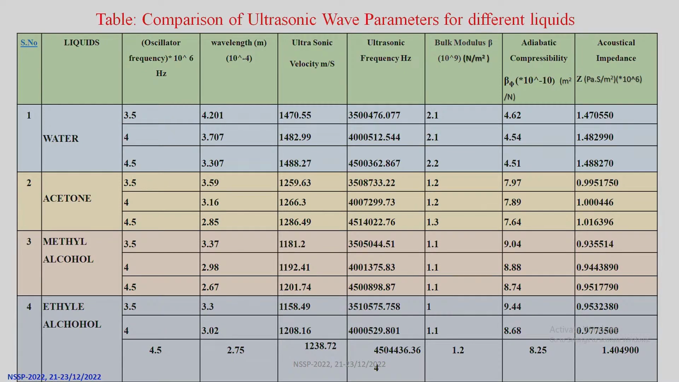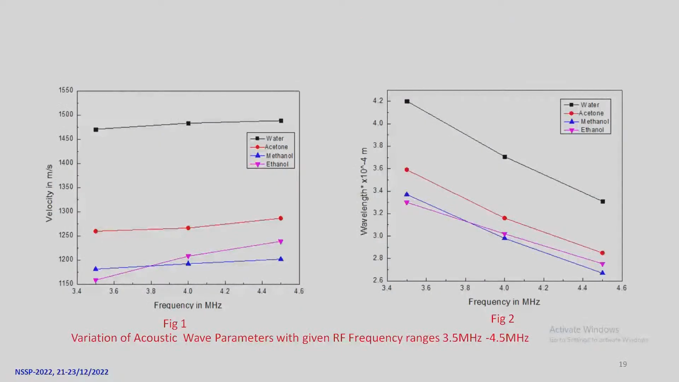Good evening, everyone. So, from the derived data, we plotted a few graphs of different parameters with respect to frequency. This is the graph of velocity with respect to frequency, and this one is that of wavelength with respect to frequency. Here we can see that as frequency is increasing, velocity is also increasing. And in the case of wavelength, as frequency is increasing, the wavelength is decreasing.